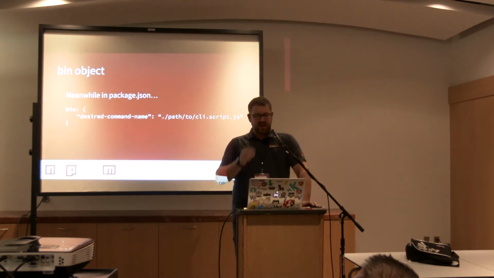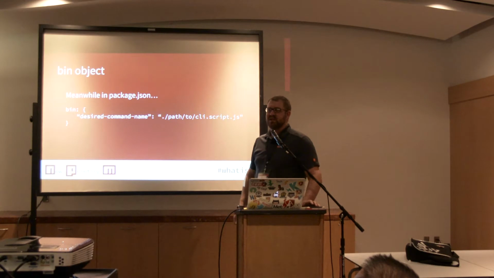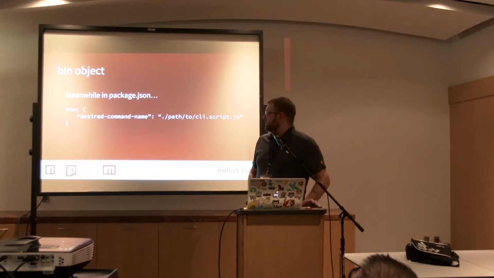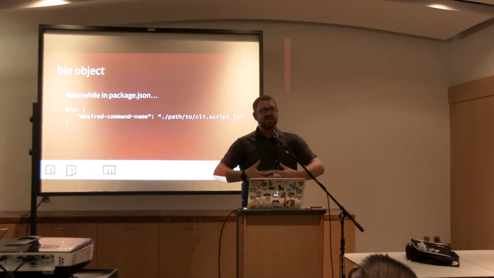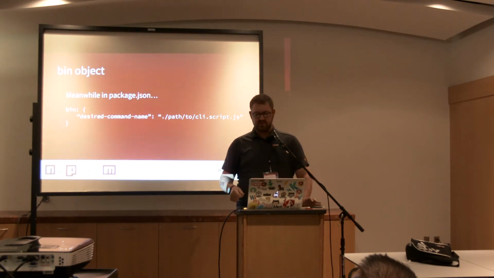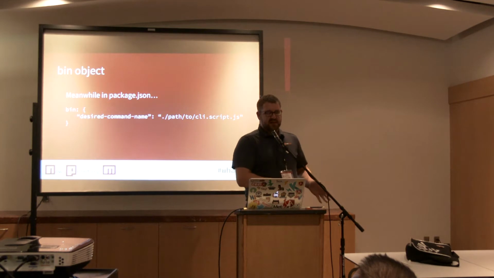So there's a bin object, and what the bin object does is it provides binaries, like it would suggest. Although technically they're not binaries because it's JavaScript and it's interpreted. But for every entry in here, you're saying this is something I would want to expose as a command line script, right? So you give it an alias of whatever you want to call it, and then you give it a path to the actual thing.